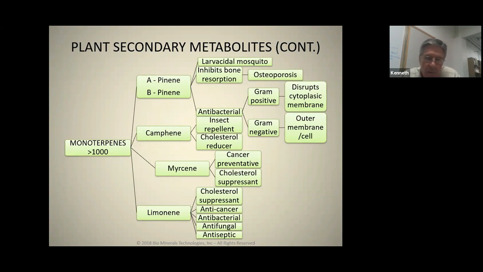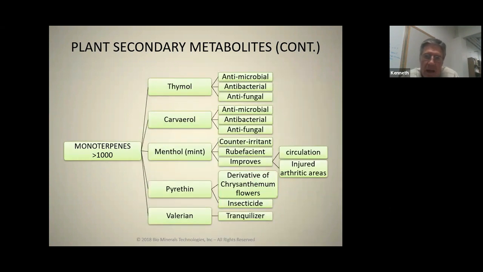The largest selling group of drugs in the world are statin drugs to what? Suppress cholesterol. Okay, lots of nasty side effects. Plants do this without the side effects. When you look at more monoterpenes, you have antimicrobial, antibacterial, antifungal. And the list goes on and on and on.